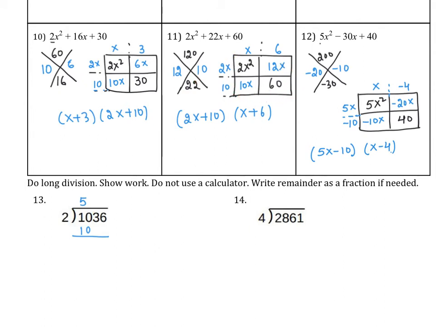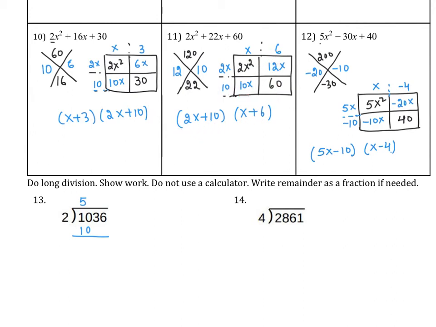You make a box. The first number should be the first term from the original equation, and this number should be the last number from the original equation. These two places will be filled with the numbers that you just found, so 12 and 10. Find the GCF of the first row, that's going to be 2x, and 2x times x would be 2x squared, 2x times 6 would be 12x, and then 10 times x would be 10x, 10 times 6 would be 60.